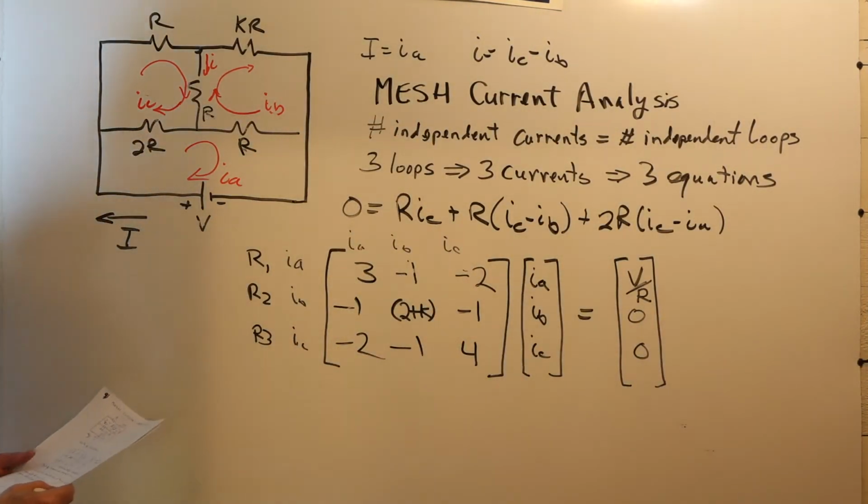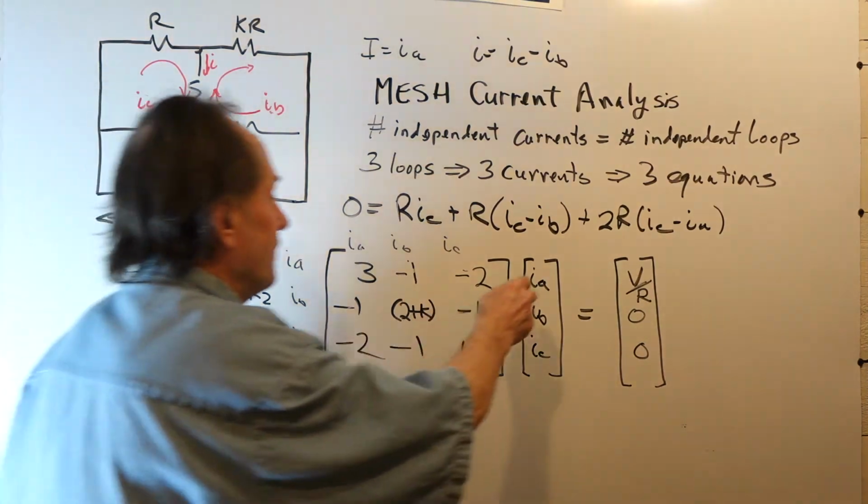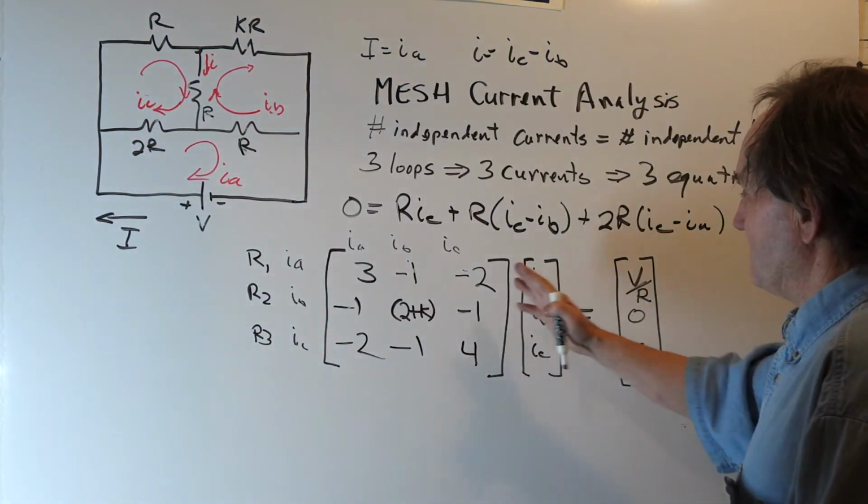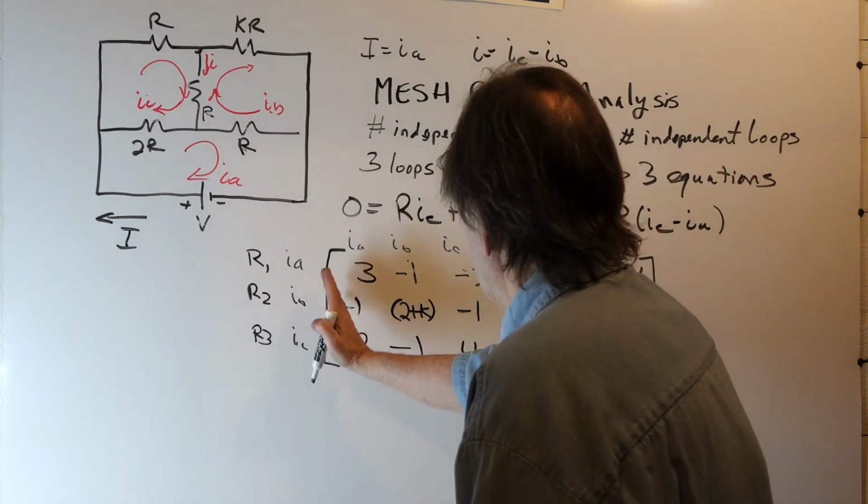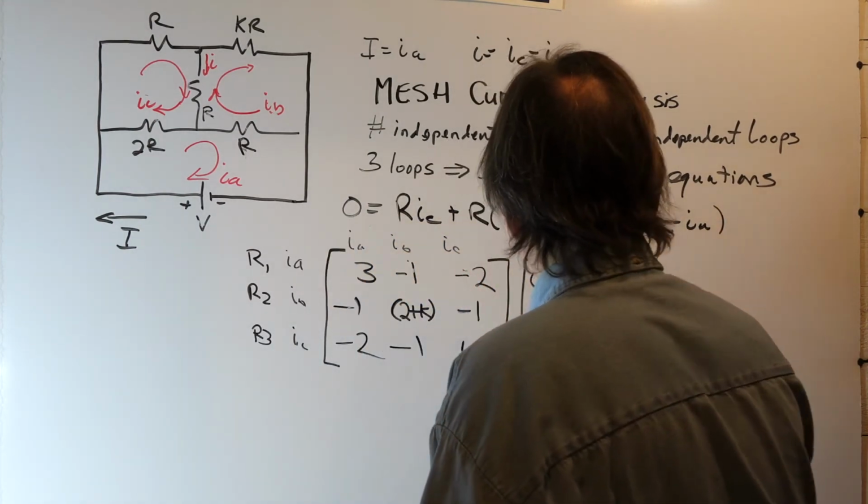Now, you can solve for IA, IB, IC by matrix methods, by multiplying by the inverse of this matrix on both sides.